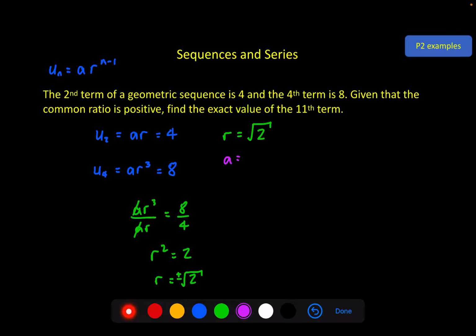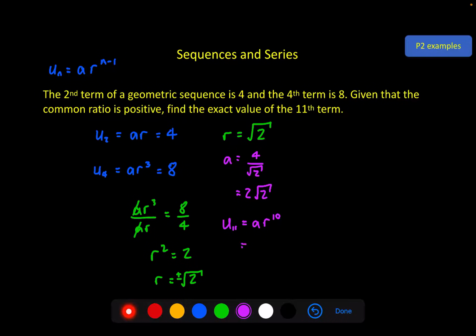So a must equal 4 divided by the square root of 2, which is 2 root 2. Oh, I should do that on my calculator just in case I do a silly mistake, because sometimes I do, as you know. 2 root 2, yep. So I know a, I know r, and I want the 11th term. u11 is equal to a times r to 11 minus 1, which is 10.